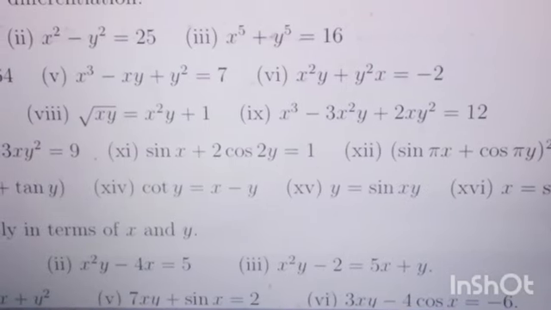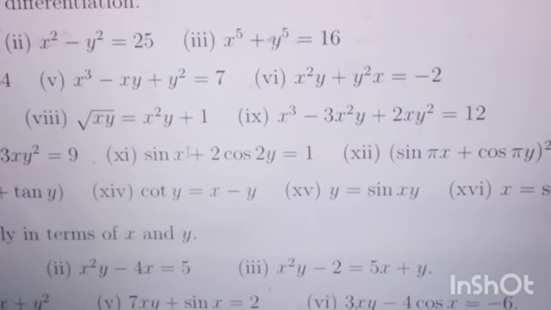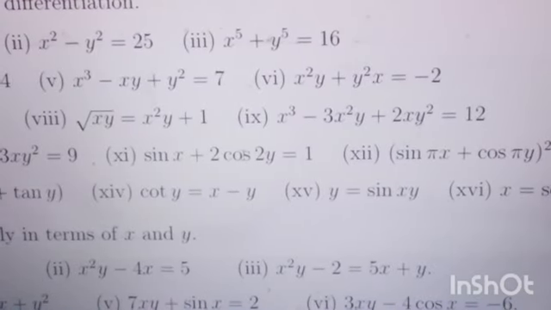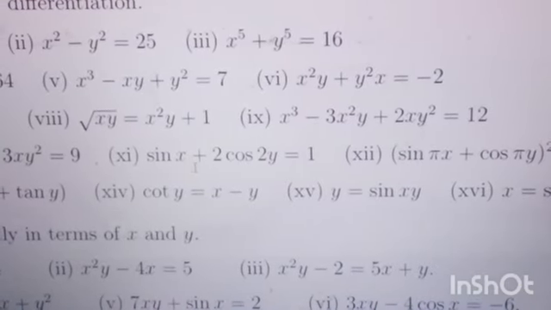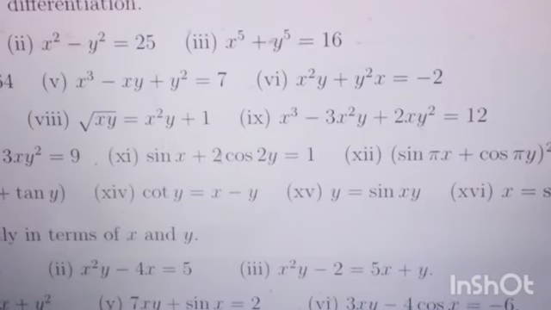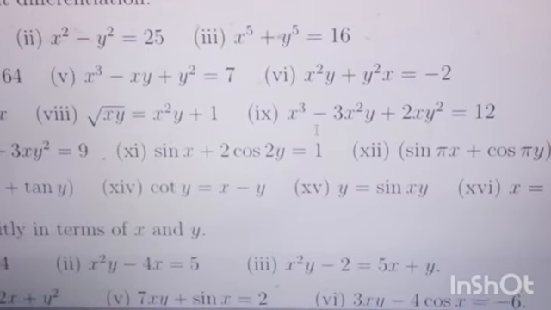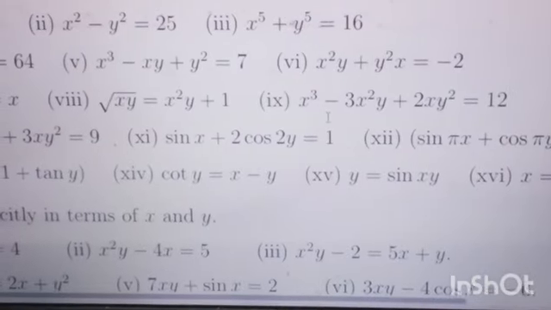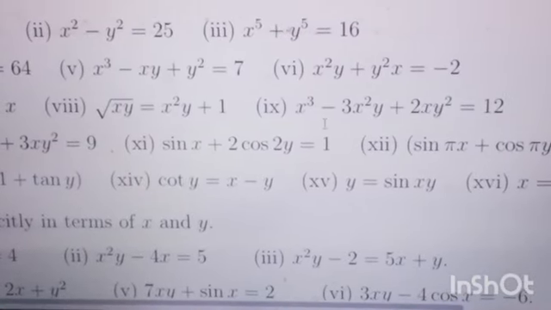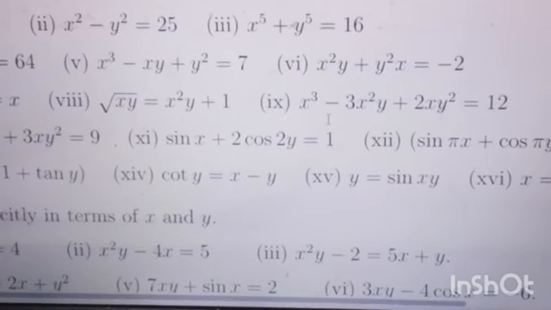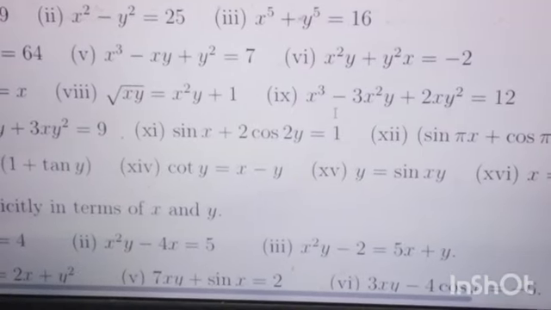So we'll do part 11. In part 11 we have sin x plus 2 cos 2y. Even here things are very easy. What we are going to do is differentiate this one plus the differentiation of this one is equal to the differentiation of 1. So we have sin x plus 2 cos 2y is equal to 1.